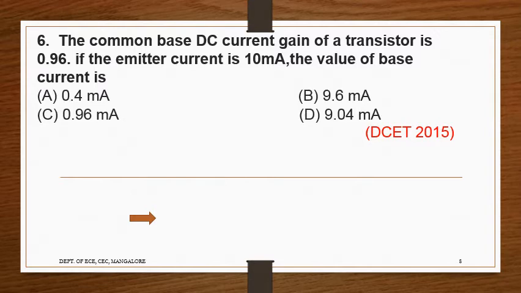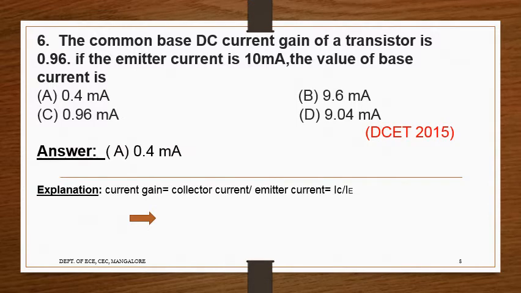Next question. The common base DC current gain of a transistor is 0.96. The emitter current is 10 milliamps. The value of base current IB is: A, 0.4, B, 9.6, C, 0.96, D, 9.04 milliamps. The answer is A, 0.4 milliamps.